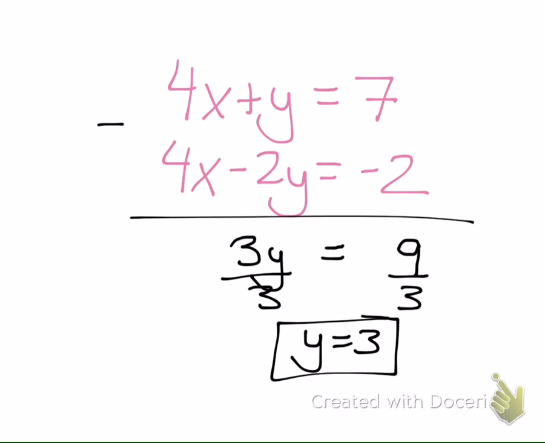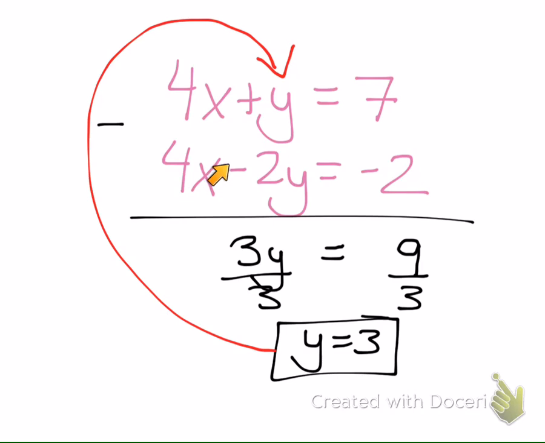I now know what y is, so I can find out what x is by plugging that back into either equation. Okay? I'm going to pick this top one here just so I don't have to deal with a minus sign or a negative sign. So if I plug y back in, that gives me 4x plus 3 equals 7. And I want to solve that equation for x.